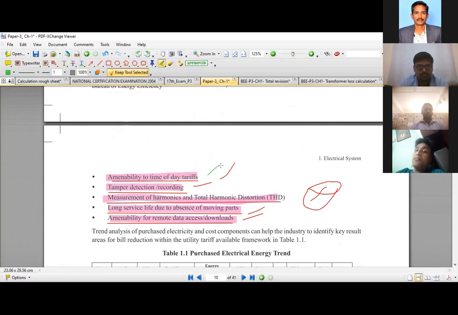Time of day tariff means peak hour load, non-peak hour, everything, measuring, tamper detection, proper recording. Mainly important, very important, one mark: total harmonics reduction. Then the lifelong benefit: low maintenance and remote data access. Whatever points you have to know, just 2-3 points. They will ask only 2 mark or 3 mark.